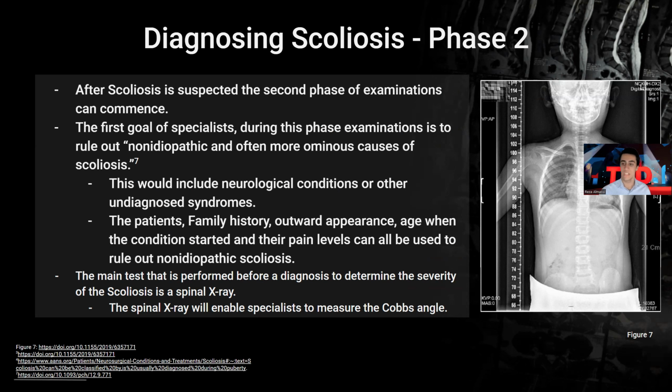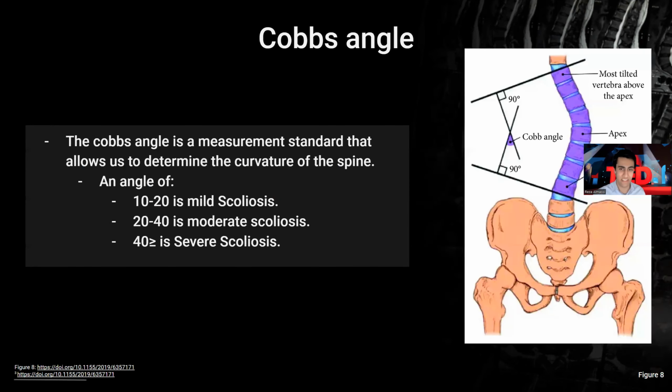At this step, it would have already been determined if the scoliosis is idiopathic or non-idiopathic. The next action is to use the X-ray image to measure something called the Cobb's angle. The Cobb's angle is the standard that is used to determine the curvature of the spine. The higher the number, the more severe the scoliosis is.